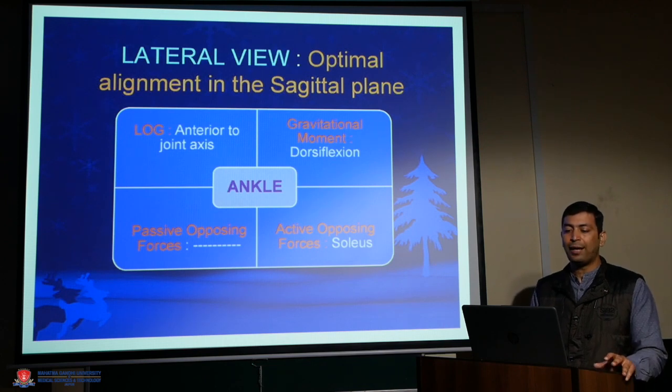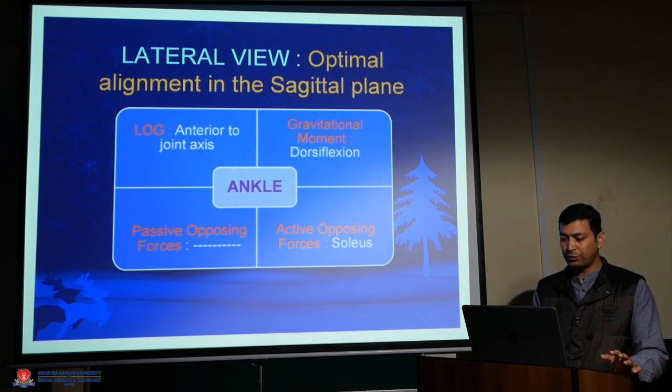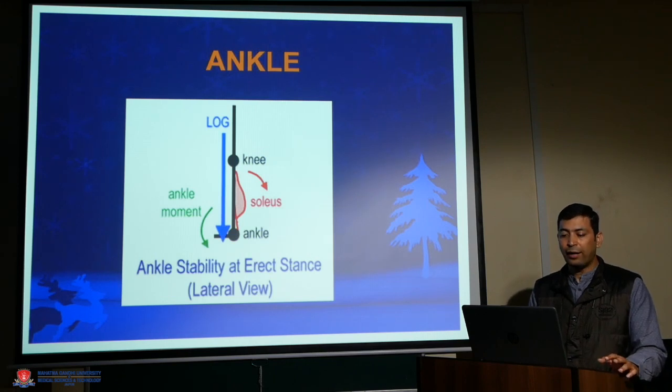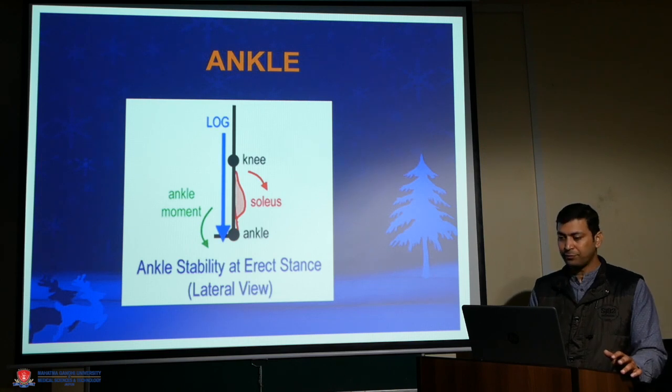Lateral view, optimal alignment in the sagittal plane. In the case of the ankle, the line of gravity is anterior to the joint axis, the gravitational moment is dorsiflexion, with passive opposing forces and active opposing forces. Ankle stability in erect stance, lateral view: you can see the lateral view of the ankle. The line of gravity passes just anterior to the ankle, and the muscle balance of this posture is through the soleus.